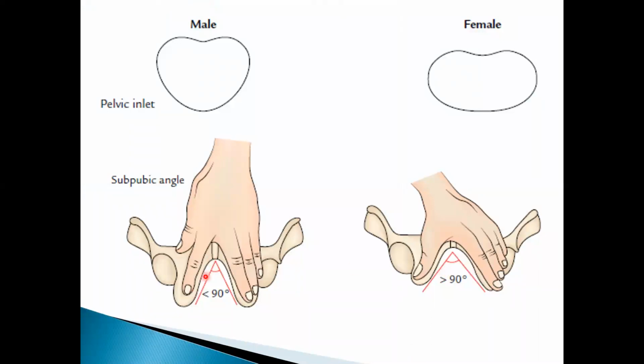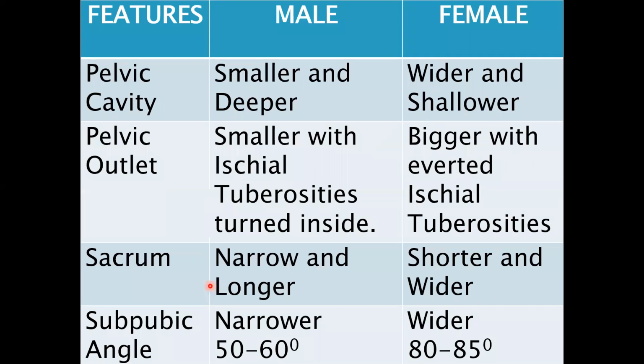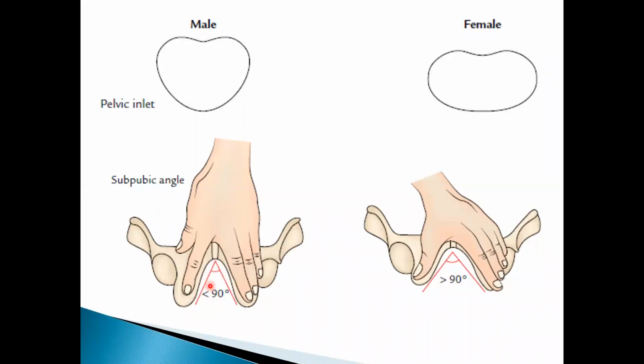Here there is a subpubic angle which is in between the pubic arches of both the sides, between the pubic bones of both the sides. It is 50 to 60 degrees, less than 90 degrees in males, narrower in males, and broader in females, about 80 to 85 degrees, means it is more wider. Here this is the inlet, it is heart shaped in males and it is wider oval in females.